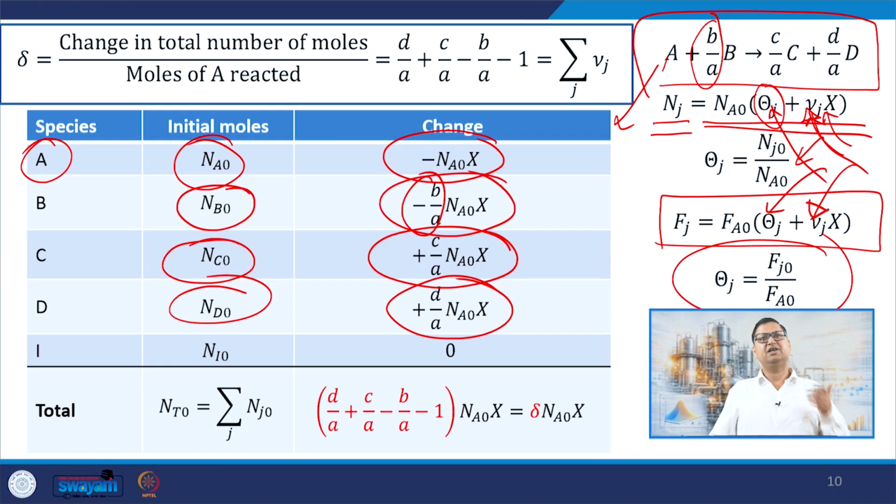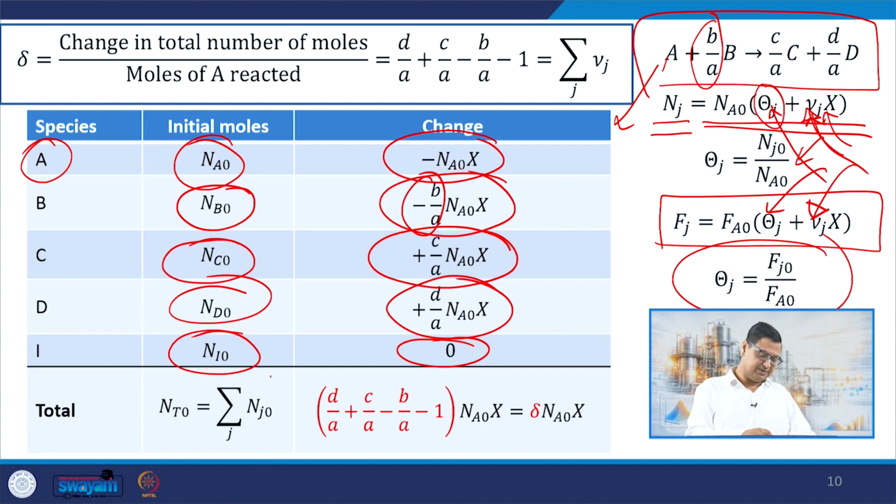If we have some inert in the system, which is very typical in many cases, let us say we are having some reaction requiring oxygen, but we supply air into the reactor because air is cheaper than pure oxygen. So in that case, nitrogen in the air and every other thing in the air becomes an inert. So inert naturally does not undergo any change. Whatever number of moles we start with, the same number of moles is going to be there. In that case, the change is going to be 0.